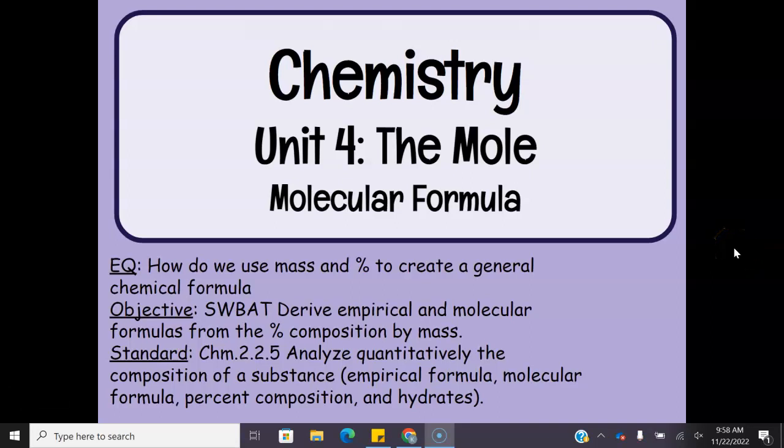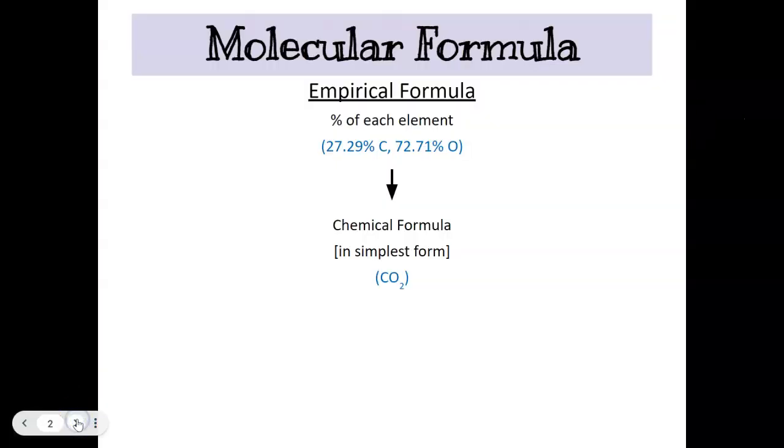Hey guys, welcome back. In our last lesson, we learned about empirical formulas, and today we are going to be talking about molecular formulas. As with everything in this unit, if you haven't done your previous lessons, you need to do that first, and you need to do them in order, because if you haven't, this will make no sense. So with that in mind, let's go ahead and get started today.